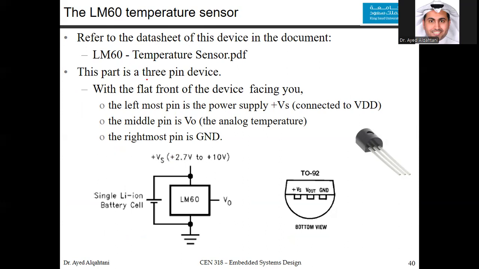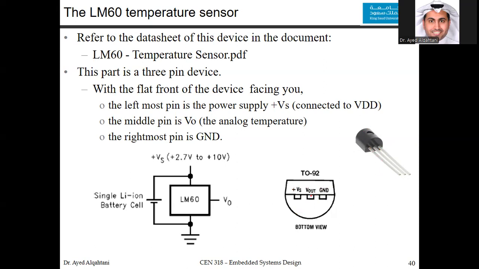Now this part has 3 pins. You can see them. These are the 3 pins. This is the real LM60 sensor. This is actually a side view of this sensor, as you can see here. One of them is for the VDD. One of them is supposed to be for the ground. And the one in the middle is the output of the sensor.